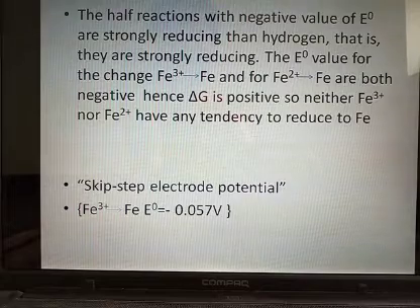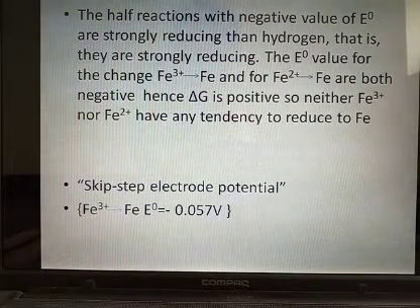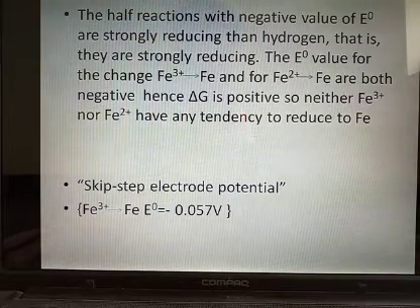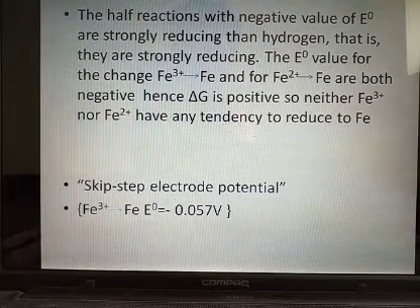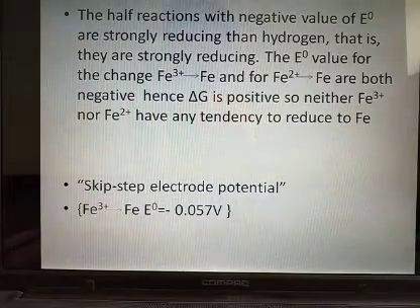Then half reactions with negative E naught are more strongly reducing than hydrogen, as for the E naught value for the change of Fe3+ to Fe2+. With negative E naught, delta G is positive, so neither Fe3+ nor Fe2+ has a tendency to reduce the iron.